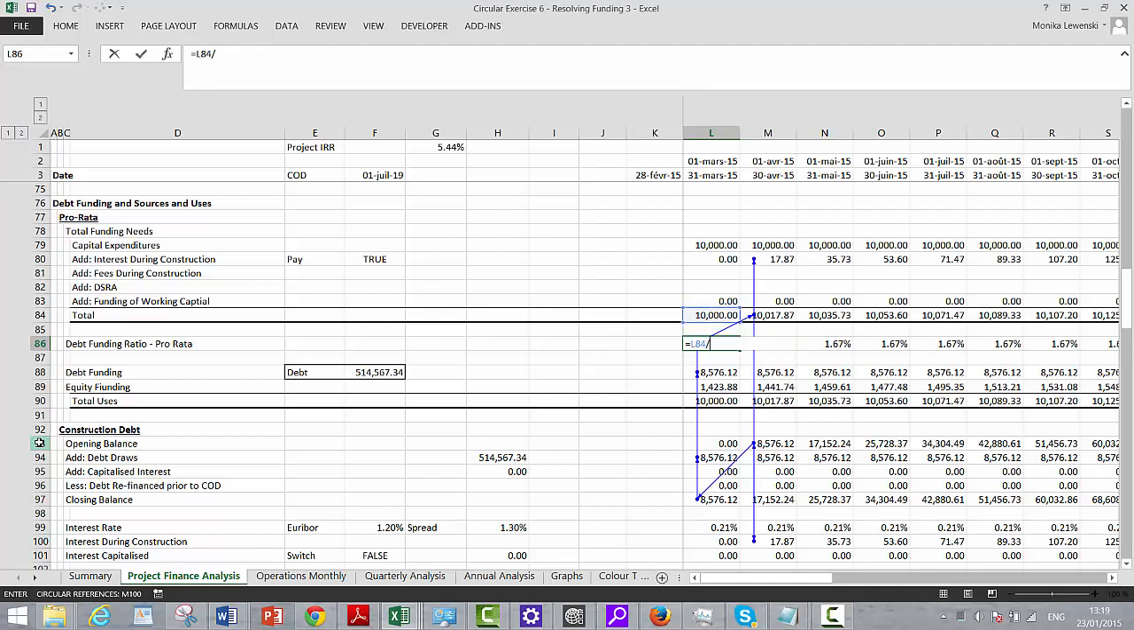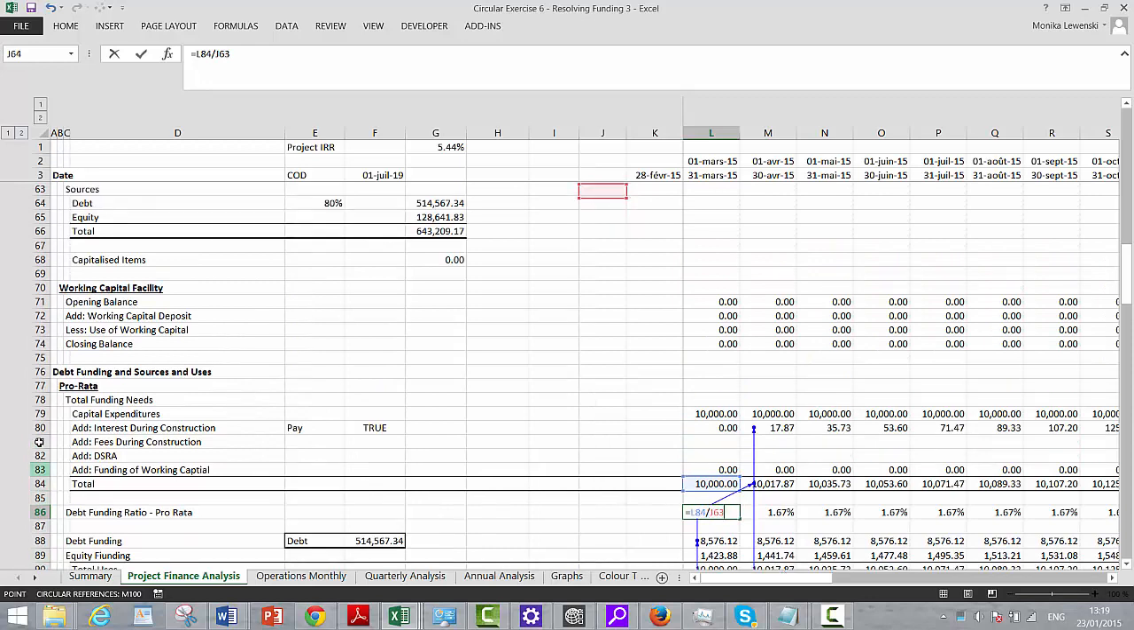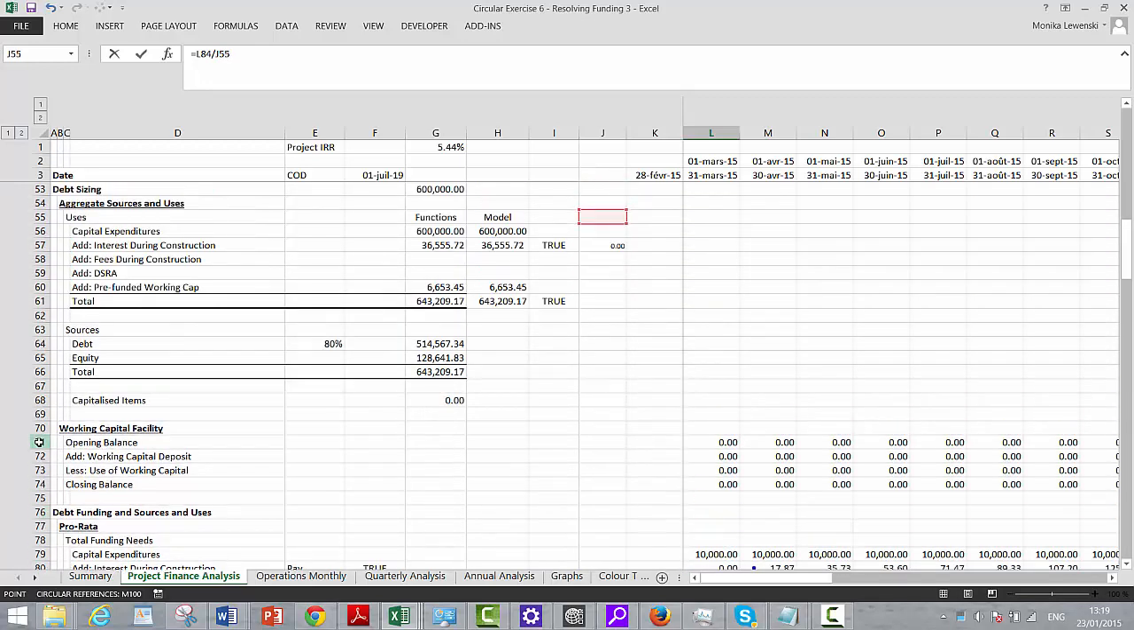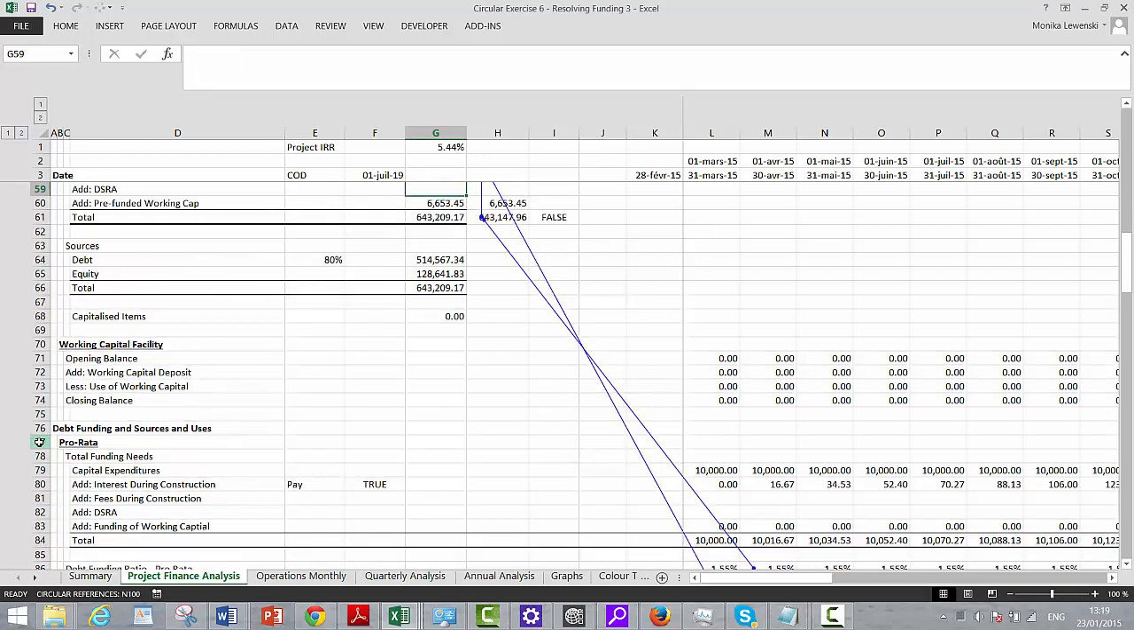Now, you could have done it like this. You could have taken this one and divided it by the total project cost. And this total project cost down here includes all the functions. Well, now we're okay. Now the only thing, oops, we're not okay. Oh, that's because I didn't lock in the cost. Excuse me.